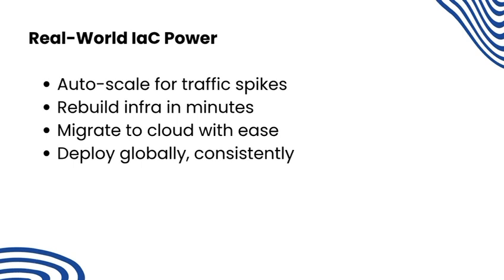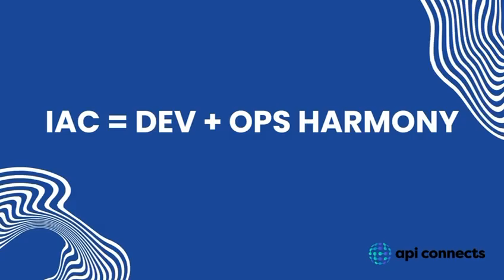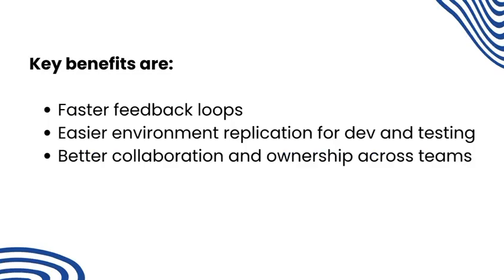IaC has become the bridge that unites DevOps and Ops. It creates a stronger shared language. Developers write the infrastructure, Ops review it and run it, and both teams stay in sync. Key benefits include faster feedback loops, easier environment replication for dev and testing, better collaboration and ownership across teams.